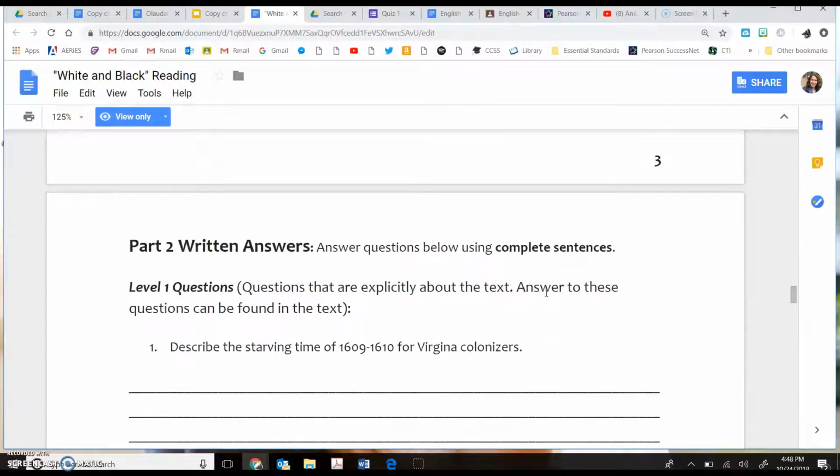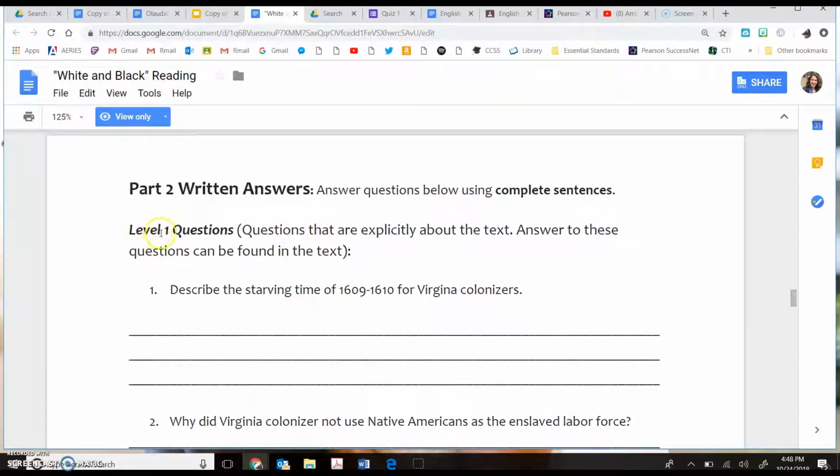So right over here on page 4, notice that these are level 1 questions. These are questions that are explicitly about the text, and you can answer these questions just by reading through. So these questions are pretty easy, and I can expect a lot of you to have the same answers because they can be found directly in what you read above.